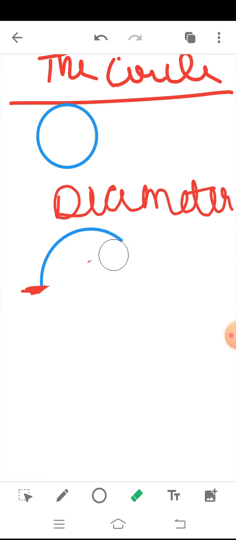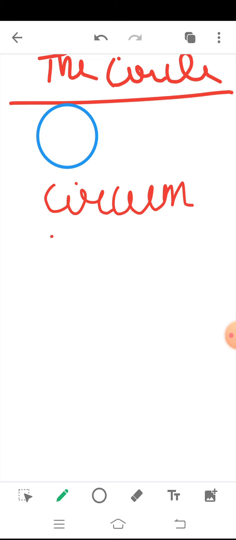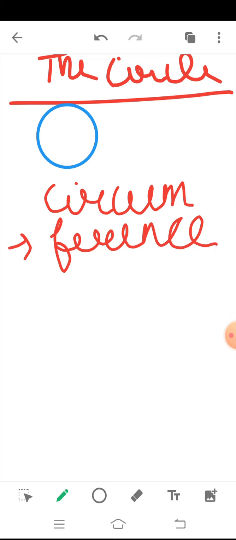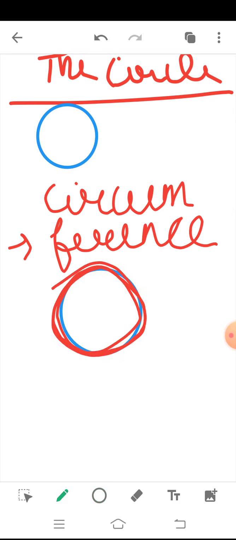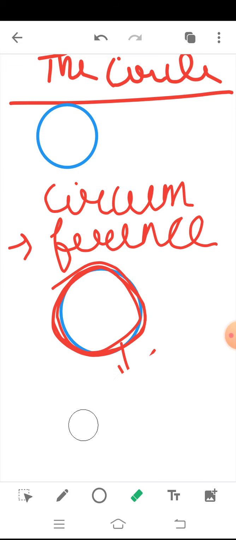So now the next topic is circumference. What is a circumference? The boundary of a circle is called the circumference. This is very easy. This boundary is known as circumference. Okay, this was very easy.